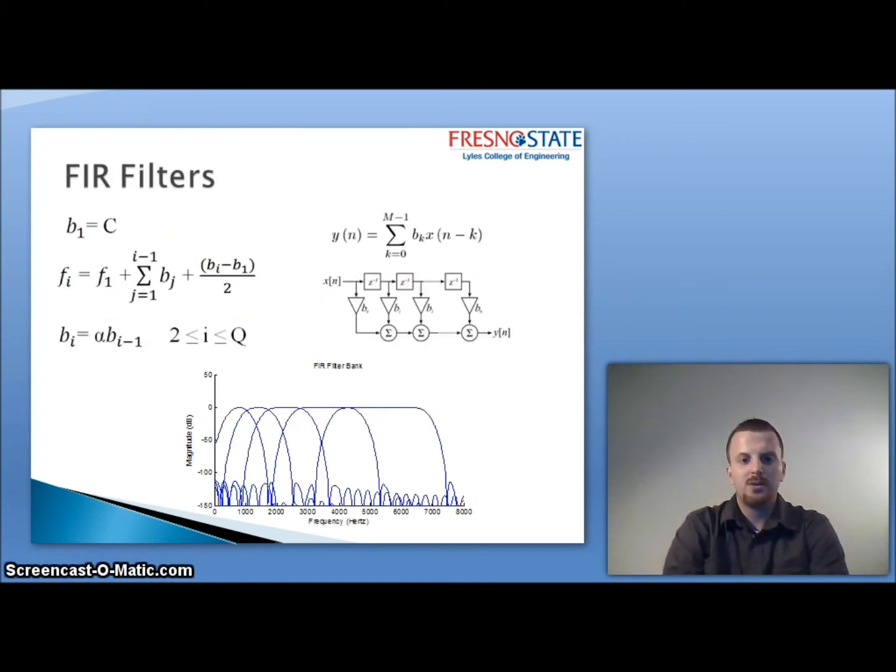In order to calculate the cutoffs for the FIR filters, we used the equations on the left, and we used a logarithmic growth factor of about 1.45 and an initial bandwidth of about 300. Using MATLAB, we calculated the B coefficients for our difference equation, and we ended up with the FIR filter bank pictured there.